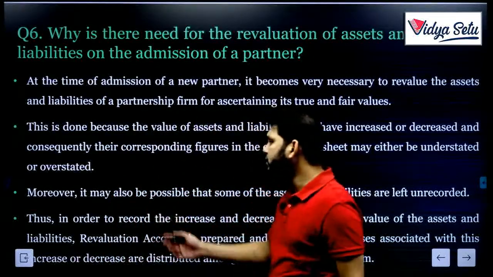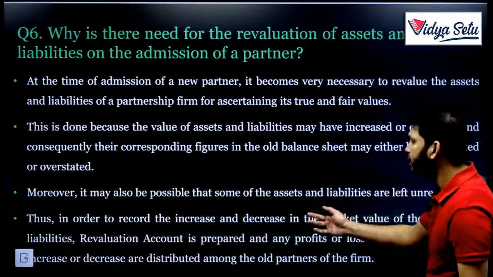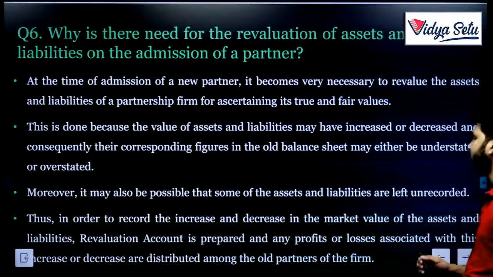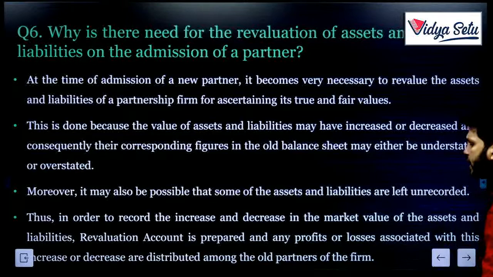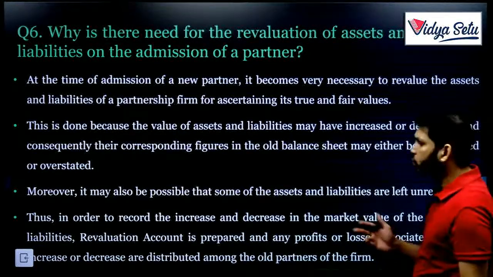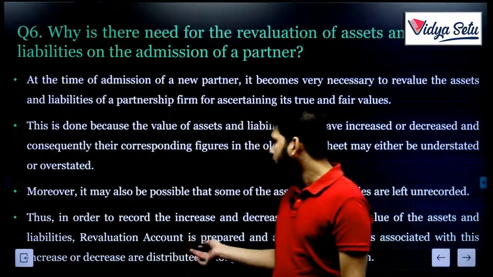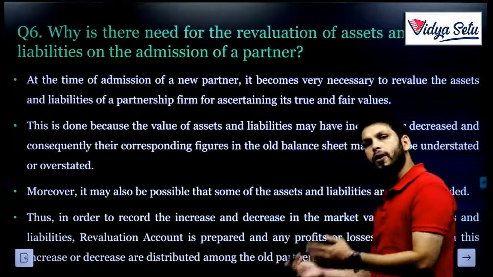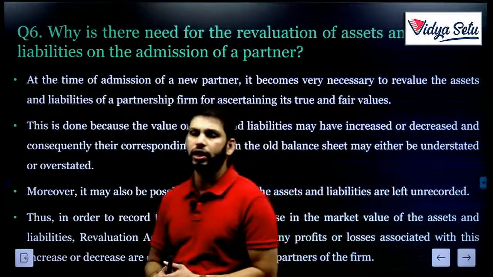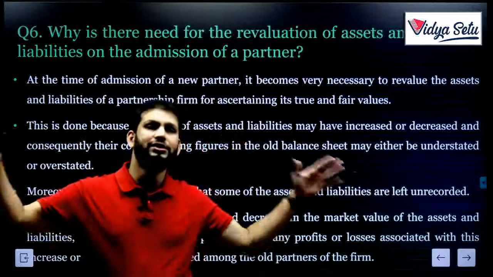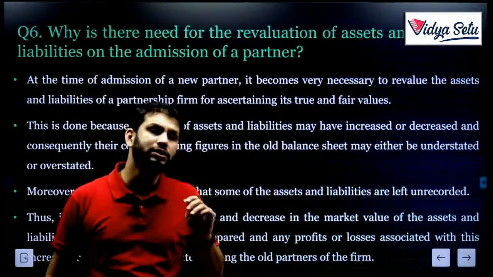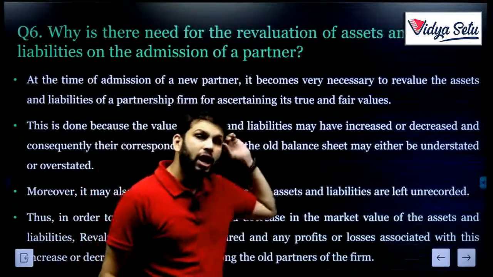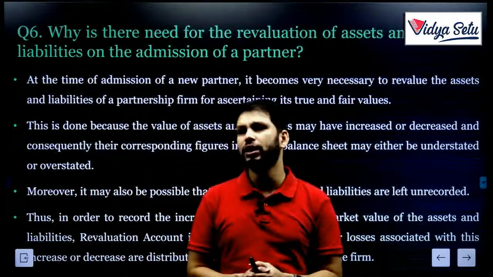And the last thing, in order to record the increase and decrease in the market value of the assets and liabilities, a revaluation account is prepared, and any profits or losses associated with this increase or decrease are distributed amongst the old partners in the old profit sharing ratio, because the old assets and the old liabilities belong to the old partners. Okay, with this, the short answer type questions are over.